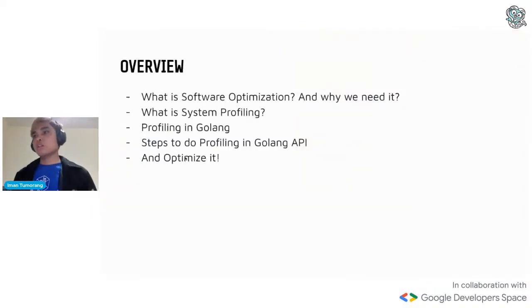So what we're talking about today is what software optimization is and why we need it, what system profiling is, profiling in Golang and the steps to do profiling in a Golang API. And the final result is how to optimize our Golang API.